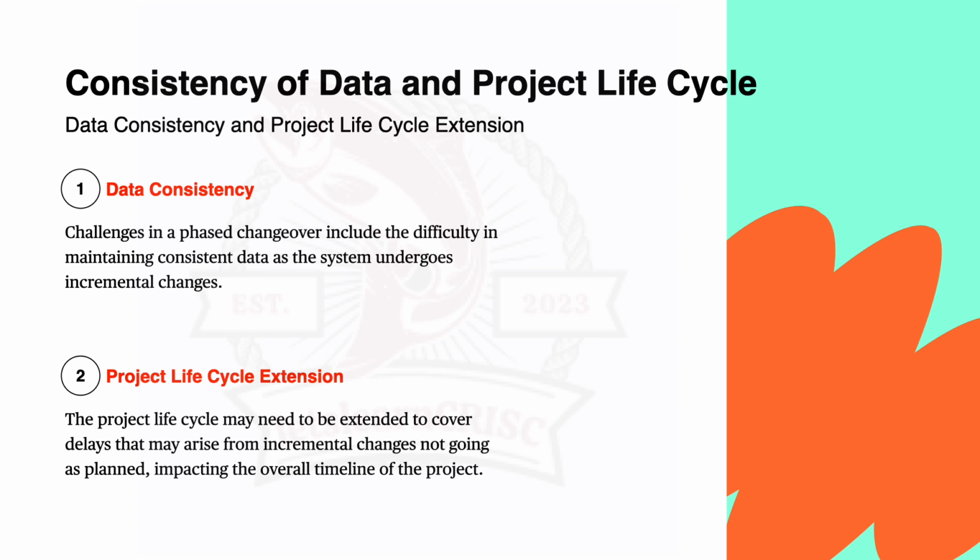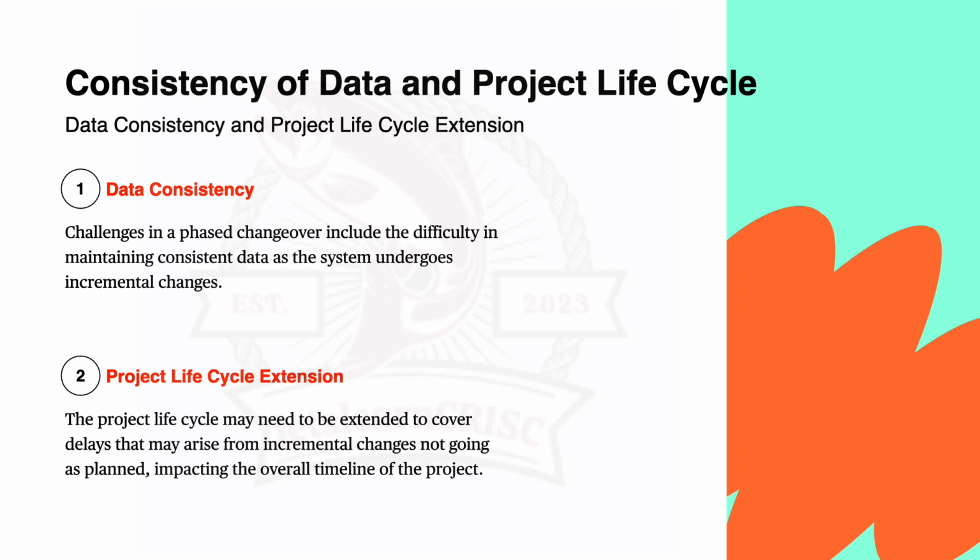Imagine upgrading a financial software system in phases. If issues arise during one phase or changes take longer than expected, it could delay subsequent phases, necessitating an extension of overall project timelines, right? So in simple terms, during phase changeover, two things are happening, right? That is data consistency challenge and project life cycle extension, right?